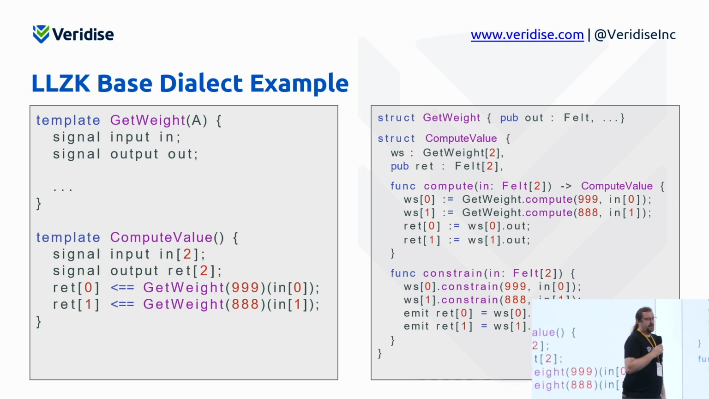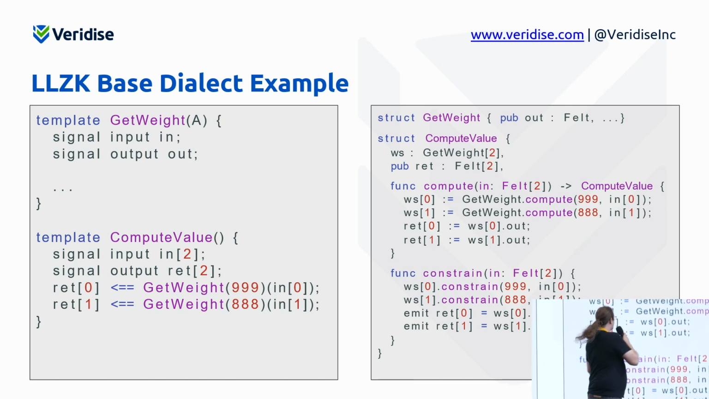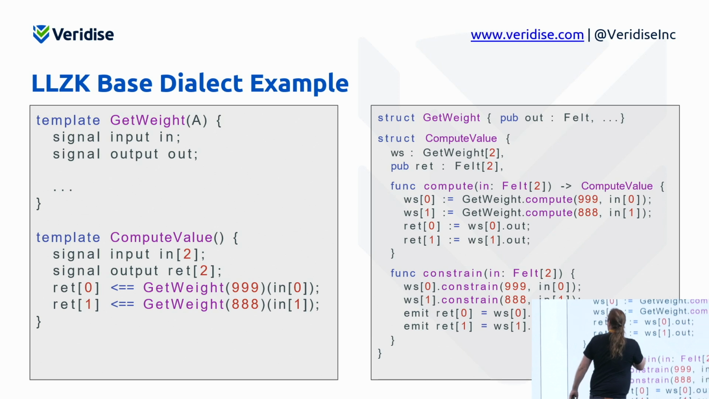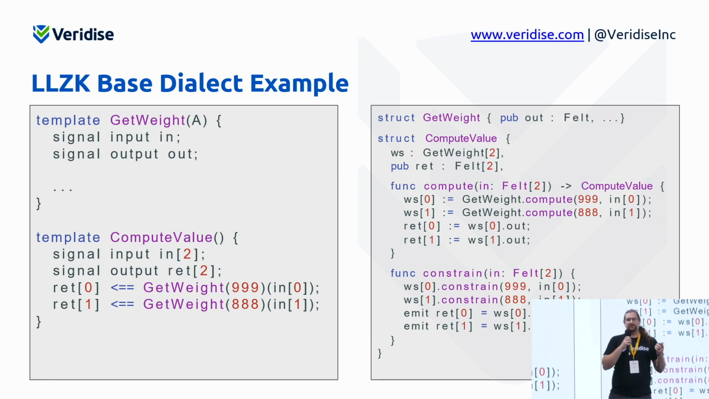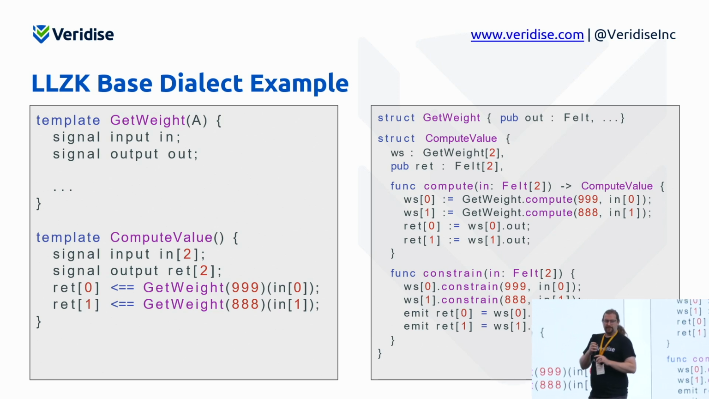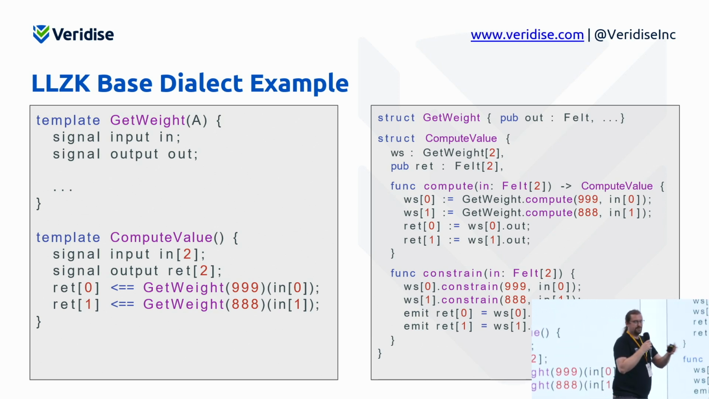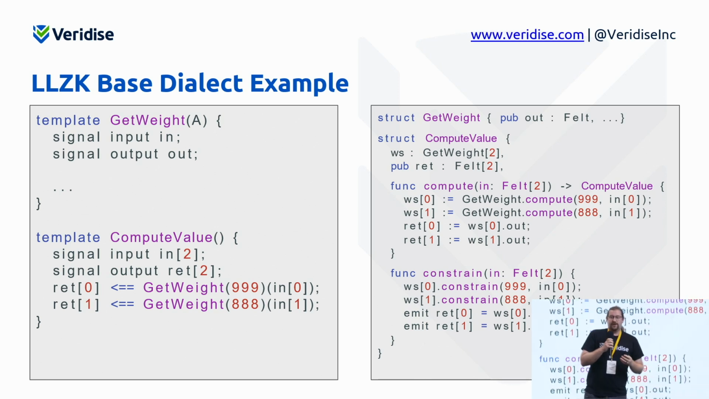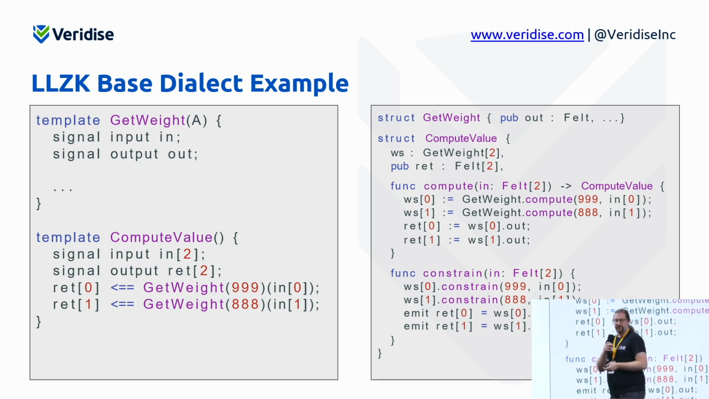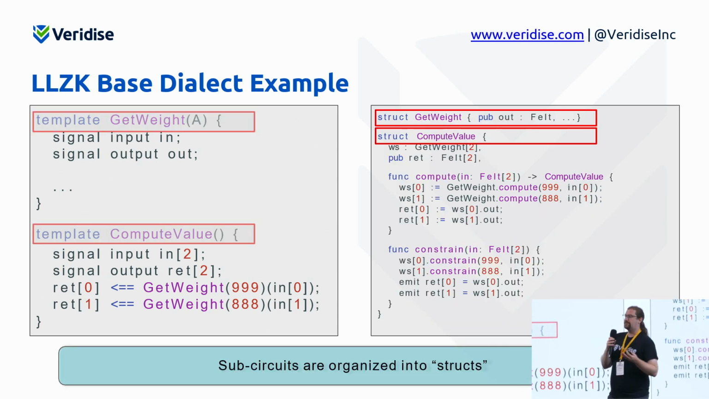So let's take a look at what this might look like. You can see on your left a Circom circuit. It doesn't really matter what it does. We'll just compare it to the LZK circuit on the right and get an idea of how things are structured. So first of all, we have a method of expressing subcircuits.